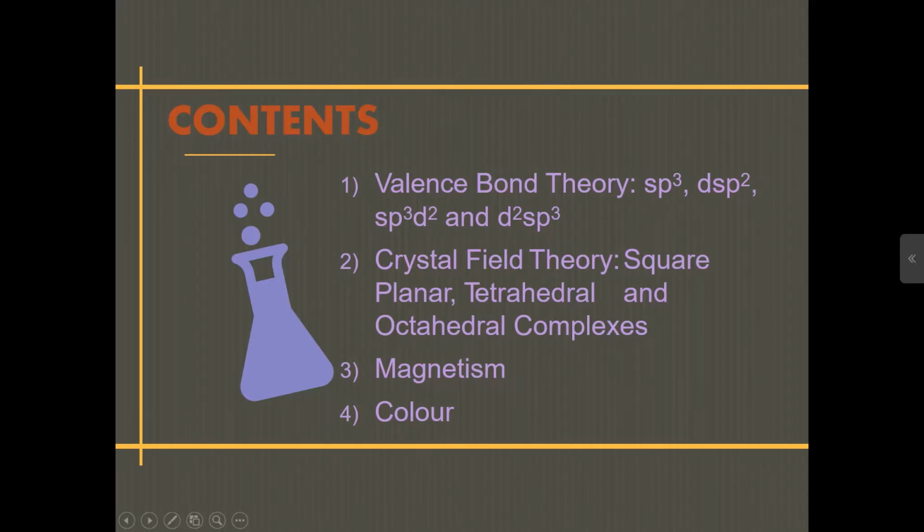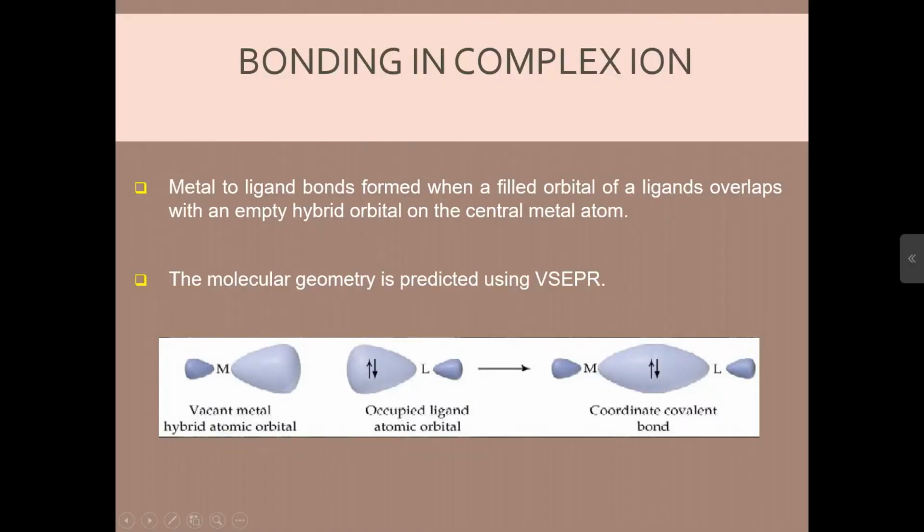For the content of this chapter, first we are going to learn about valence bond theory, including sp3, dsp2, sp3d2 and d2sp3. Next we are also going to learn about crystal field theory in square planar, tetrahedral and octahedral complexes. And next we are going to learn about magnetism and also the color of coordination compounds. First, we look into the bonding in complex ions.